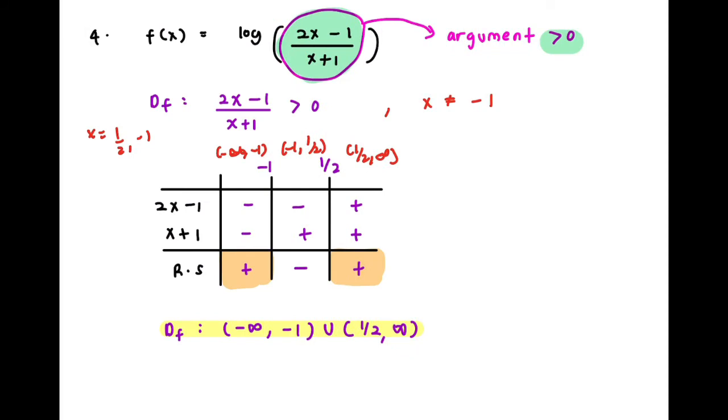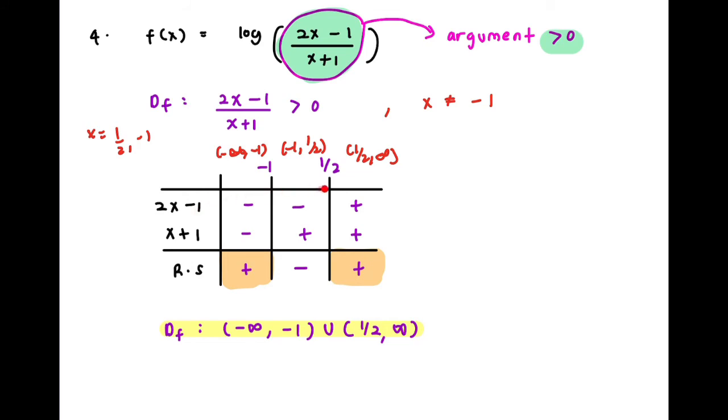Let's see the next question here. f(x) equal to log of (2x minus 1) over (x plus 1). So as usual, let's take this argument here and make it more than 0. So this is a rational function. Let's find out what the zeros are. So it is 1 over 2 and also minus 1. So don't worry about this because the denominator cannot be equal to 0. However, we don't have any equal sign here. Okay, so do not worry about x cannot be equal to minus 1.